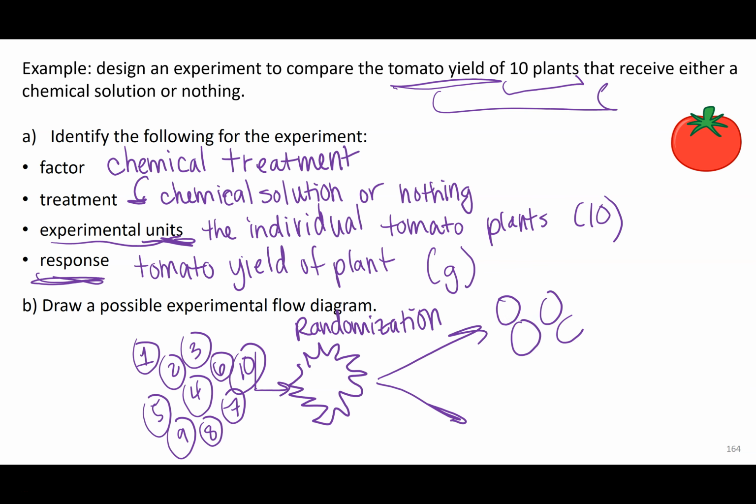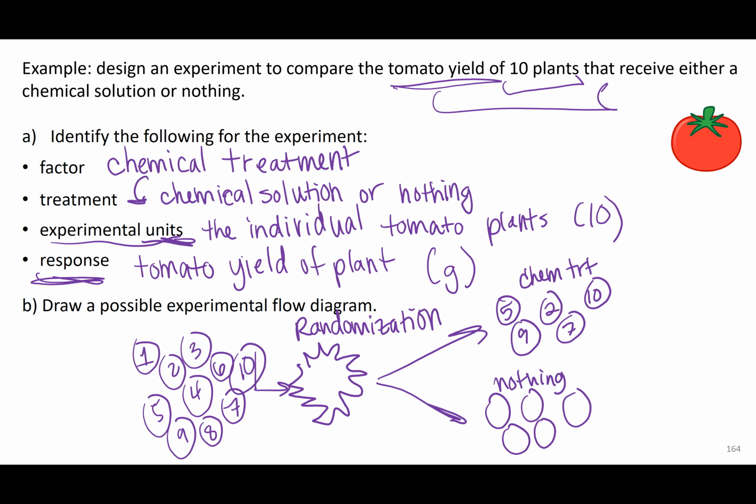So now I'm going to randomly assign them to 2 groups. So let me see. I actually did do a randomization on. So I have observations 5, 10, 9 and 7. So they're going to get the chemical treatment. This second group's going to get nothing. So everybody else: 1, 3, 4, 6, 8. And then we're going to go ahead and compare results.